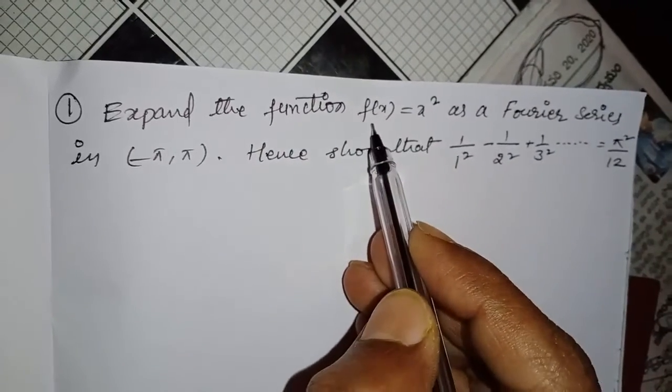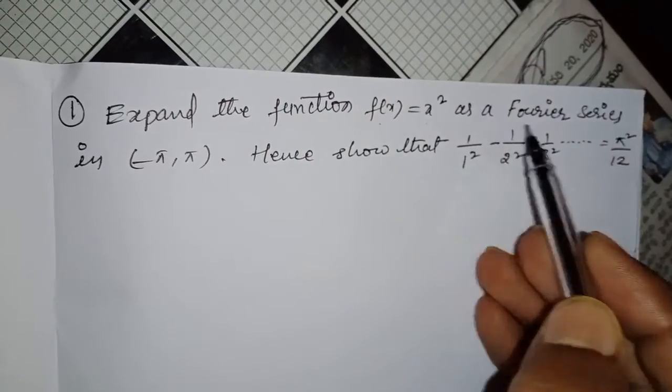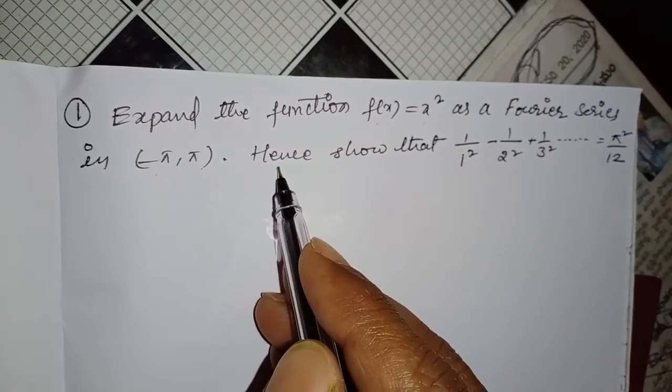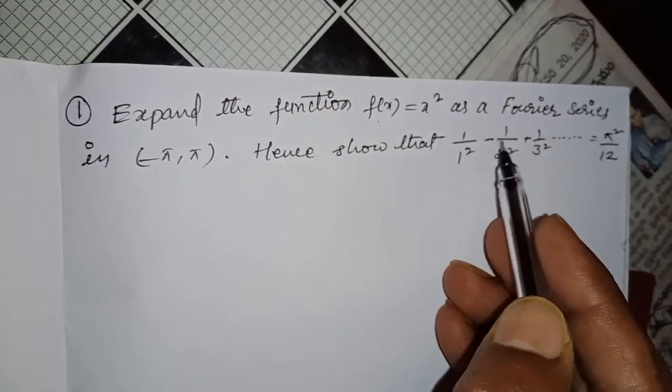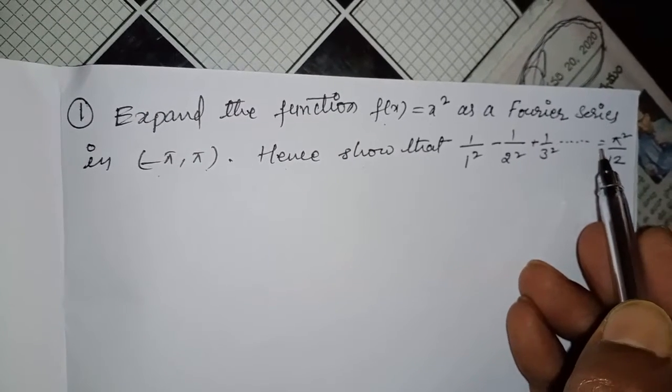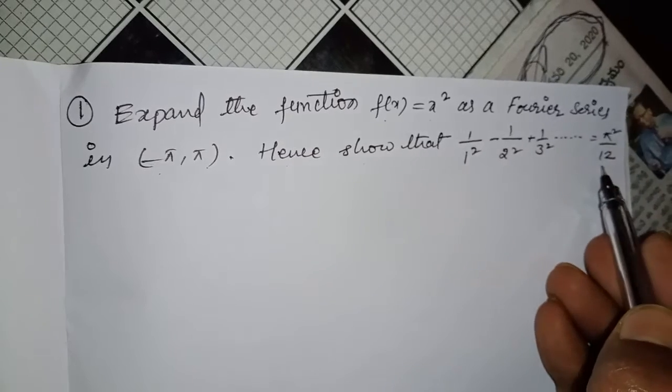Expand the function f of x is equal to x square as a Fourier series in minus pi comma pi. Hence, show that 1 by 1 square minus 1 by 2 square plus 1 by 3 square minus 1 by 4 square and so on is equal to pi square by 12.